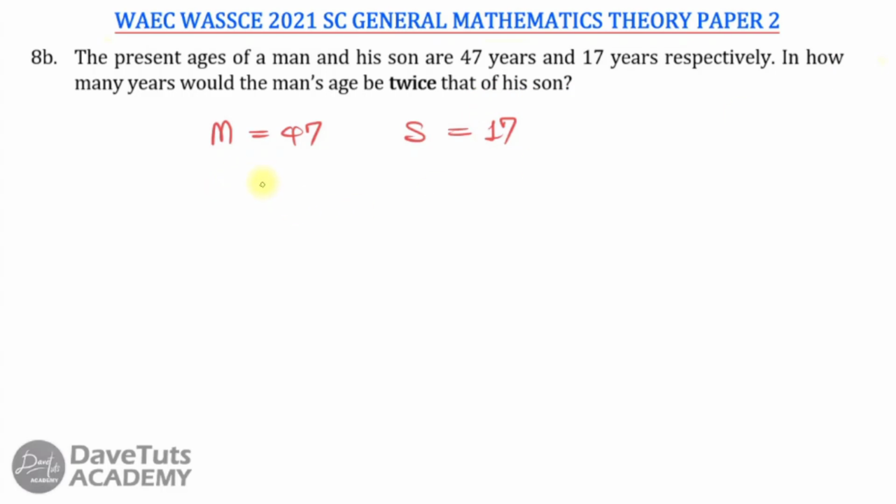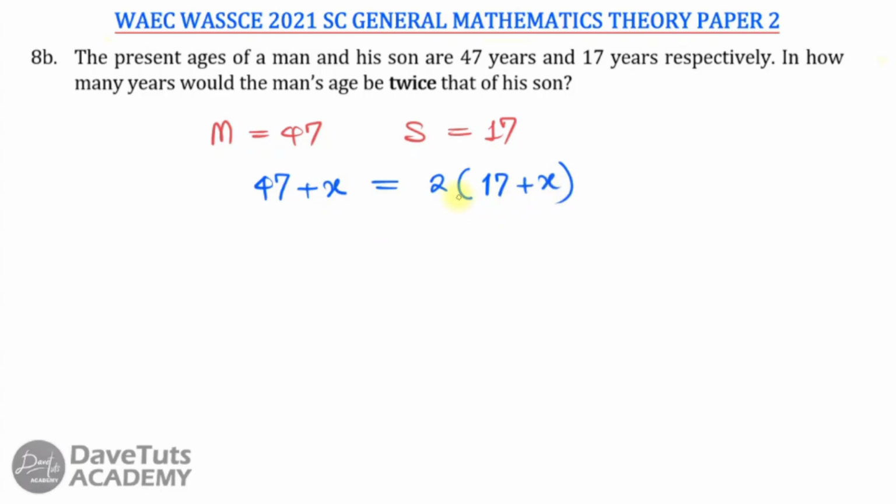Meaning that if we add some years, let's say x, to the age of the man, we are looking for a time period x such that the age of the man, which will be his present age 47 plus that number of years, will be equal to 2 times the age of the son, and the age of the son at that time will also be 17 plus x. Since x is a futuristic number of years that we're going to add to their present age, that's why we have 47 plus x and 17 plus x.